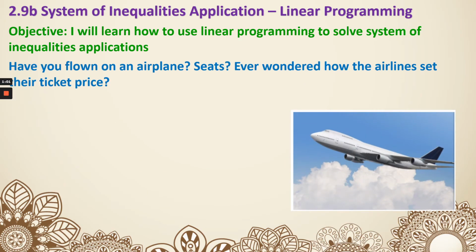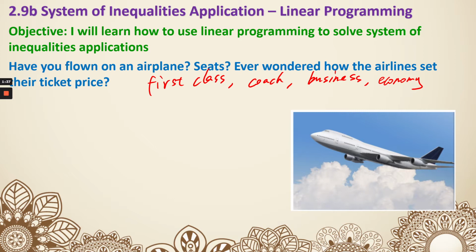Now, how many of you have flown on an airplane? If you have, you might have noticed there are different kinds of seats on the airplane. You have first class, you have coach, you have business class, and you might have coach comfort or economy or whatever. All of these different seats come with different prices. So how did the airplane company come up with these ticket prices? And how do they make the most amount of money?